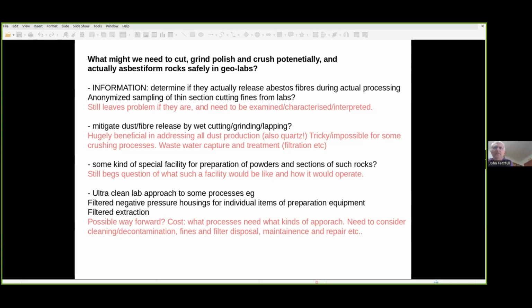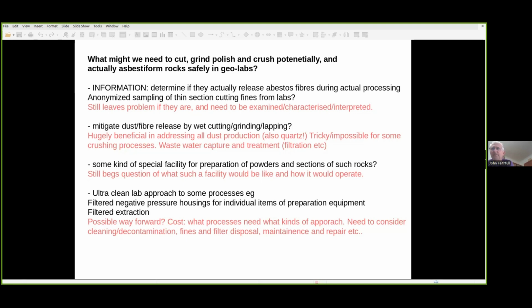How do we mitigate dust fibre release by wet cutting, grinding and lapping? Now this is actually what we do anyway by and large, and it is hugely beneficial, and it may be in itself sufficient for reducing airborne asbestos release from rock materials. Certainly some of the Italian literature suggests that even where serpentinites and other rocks which did have chrysotile veins in them were being cut under water, the airborne asbestos around the plant was below safe levels.